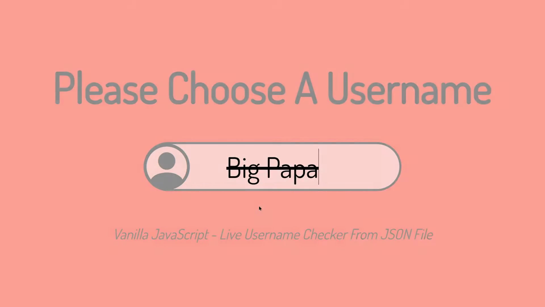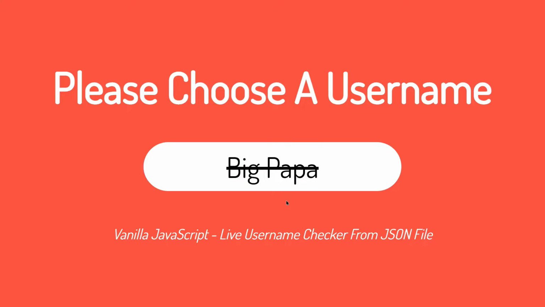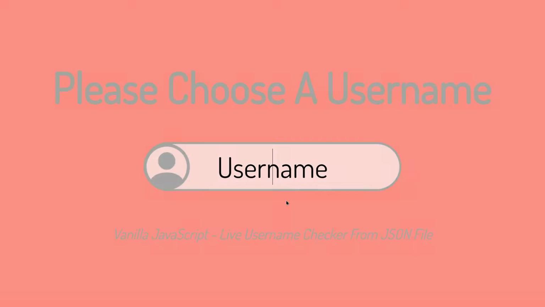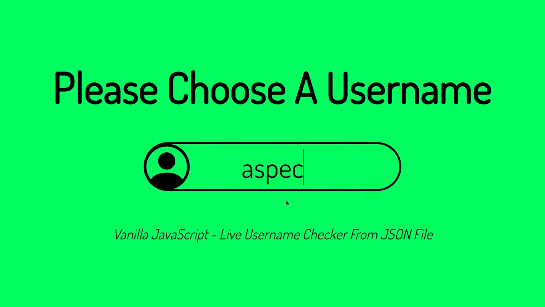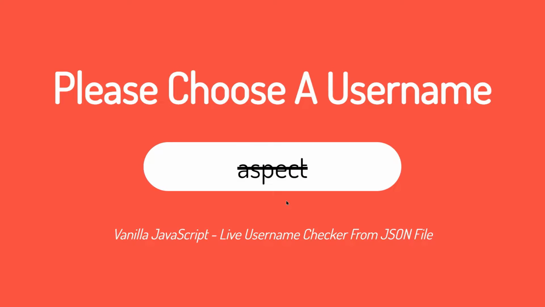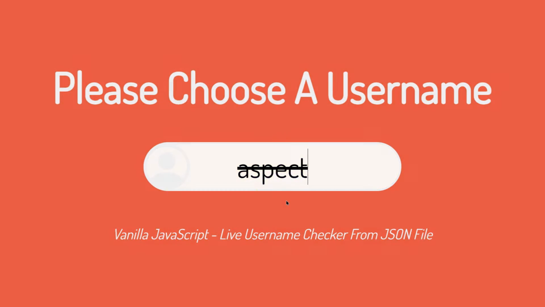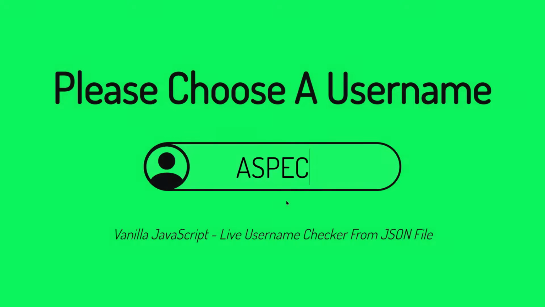Now I'm using a JSON file as a database. And in my next video, I will use a real MySQL database and connect this username field with that. Also, I'll show you how to create a PHP and MySQL API to check the username field data with the usernames list in your database.